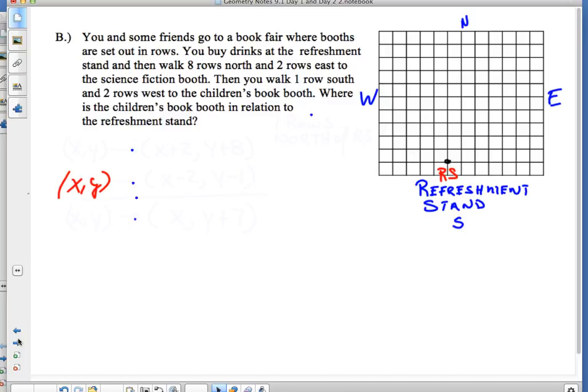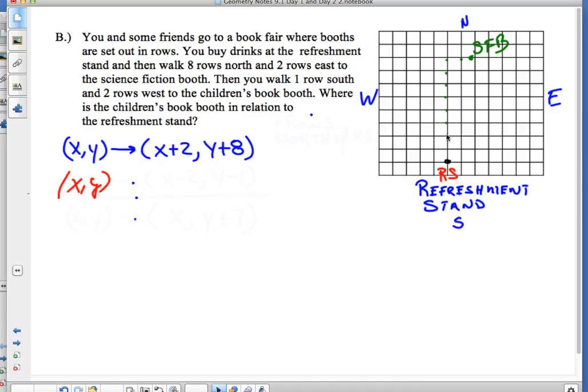Go. It's your turn. Okay, so hopefully you read, you buy drinks at the refreshment stand and then you walk 8 rows north. So you're going to walk 8 rows north, 1, 2, 3, 4, 5, 6, 7, 8, 2 rows west or east, and you're at the science fiction booth. Well, then if I do that as a rule, that's x plus 2, y plus 8. Okay, I know the order is weird, but remember horizontal is the x, and vertical is the y.